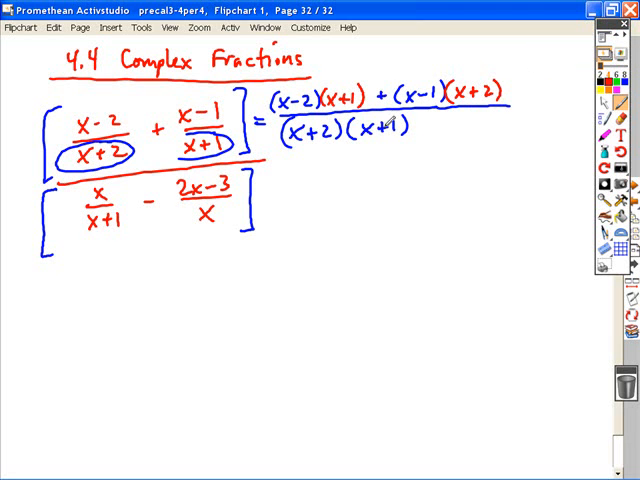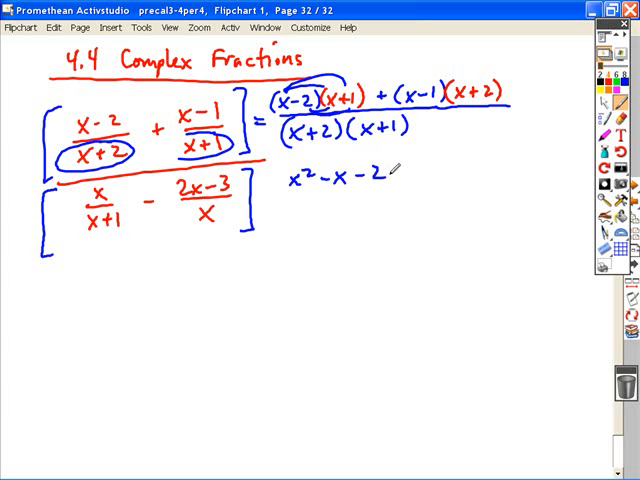Okay. And again, the denominator is not going to change. So what I'm going to do is FOIL to combine all my like terms here. So I get an x squared. Take my outer plus inner. I have 1x minus 2x gives me a negative x. Take my last, and I get a negative 2. So all I did there was FOIL.